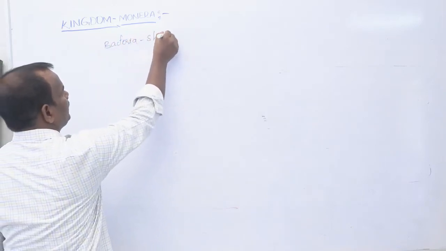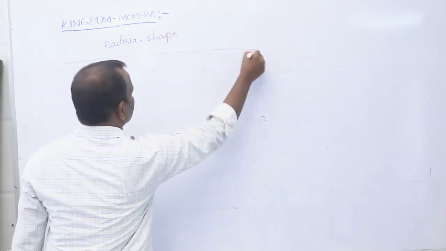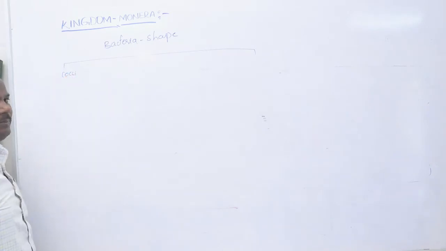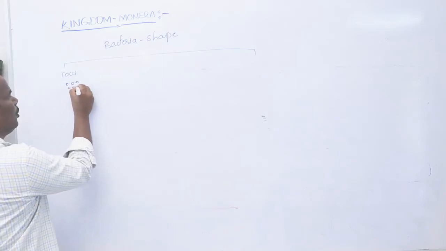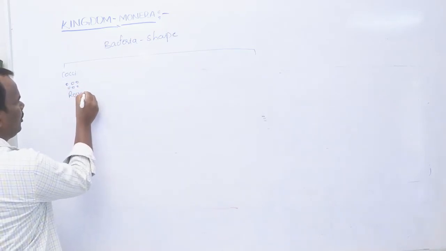Shape. Okay, shape. So the bacteria shape. First of all, cocci. The round shaped bacteria is called cocci.